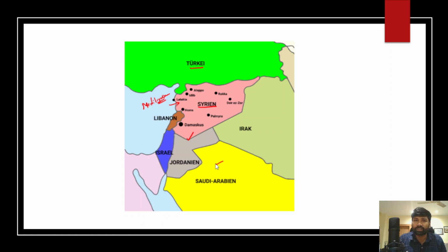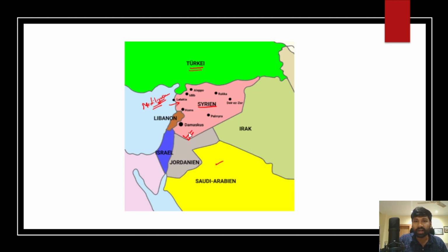Now apart from Turkey, the Mediterranean Sea and Jordan, it has also asked whether Saudi Arabia is a country sharing its borders with Syria or not. You can clearly see that Saudi Arabia is not sharing its borders with Syria, and therefore the correct answer is 3 only, because only Turkey, the Mediterranean Sea and Jordan share borders with Syria, and Saudi Arabia does not.